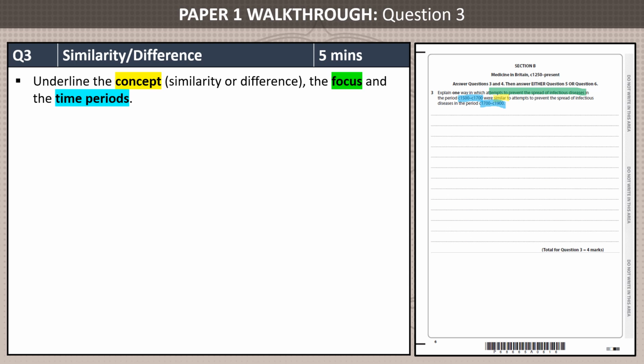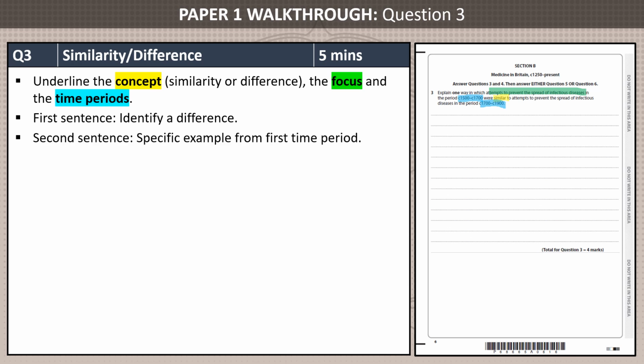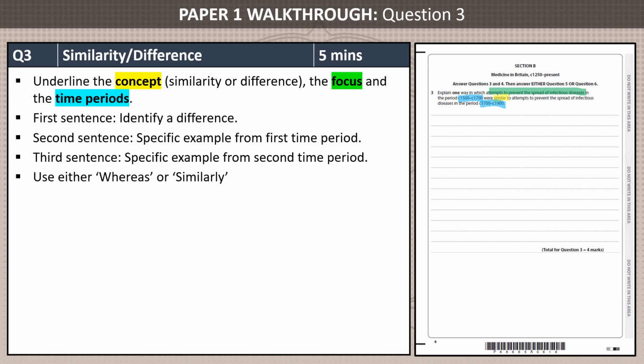We then write 3 sentences for our answer. The first sentence will be like a big point, in which we identify a big difference between the two time periods. The second sentence will be a specific example from our first time period, and we repeat that in the third sentence by giving a specific example from the other time period. Because we're comparing time periods, we'll use a comparing phrase like whereas or similarly.